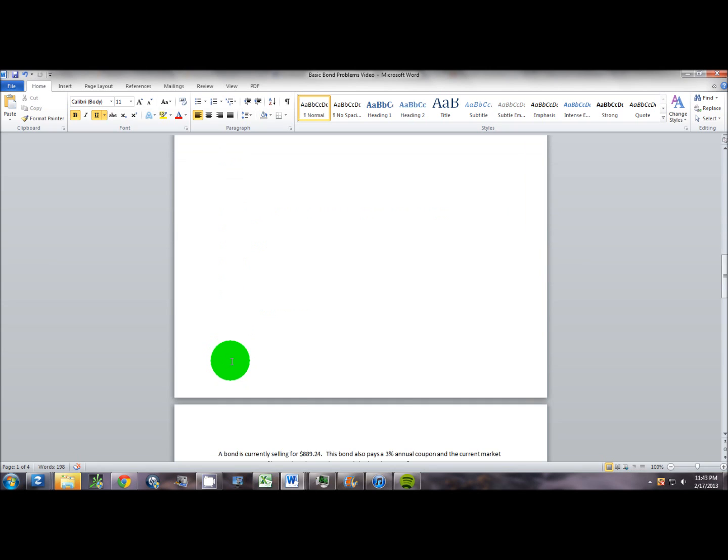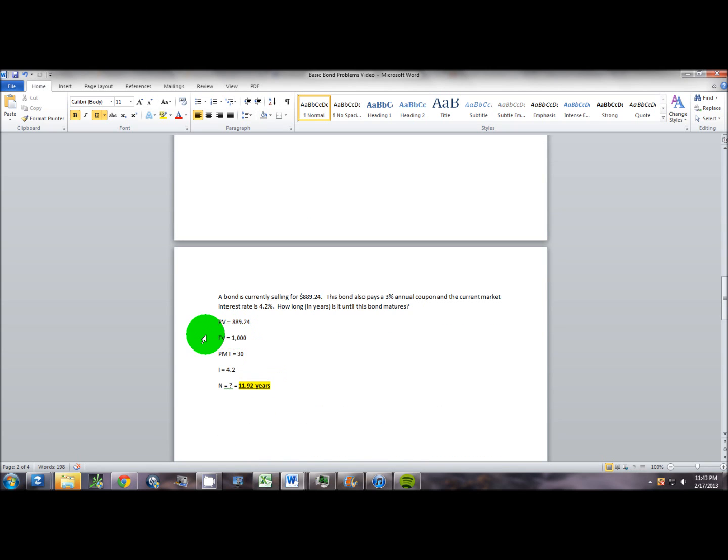So moving on. I wanted to do something a little different in this third problem. Rather than continually solving for the price, let's try to solve for another input. So you see in this problem we end up looking for N, but let's work through the problem. The information tells me to start, the bond is currently selling for $889.24. So that right away, that's going to be your present value.